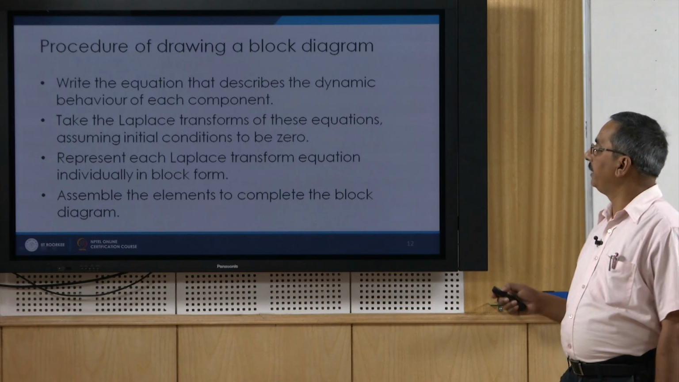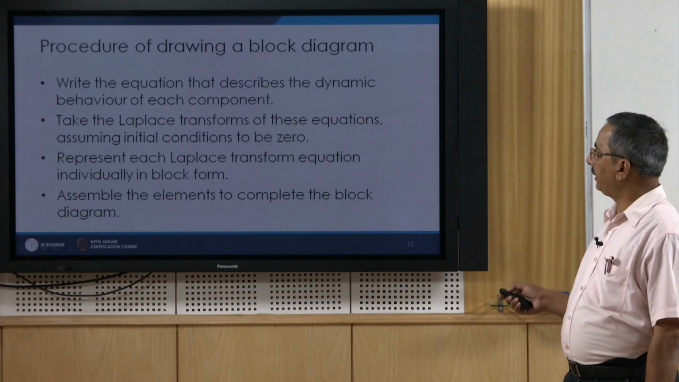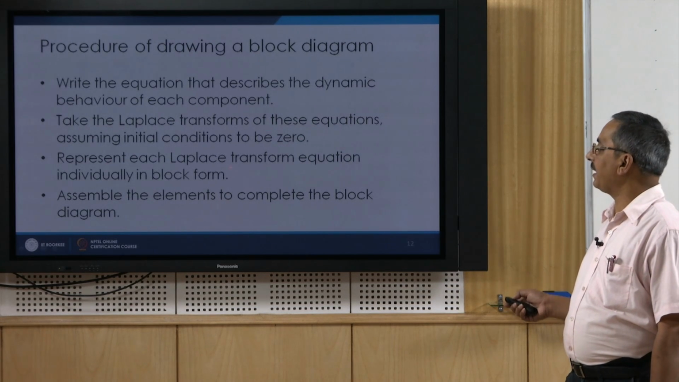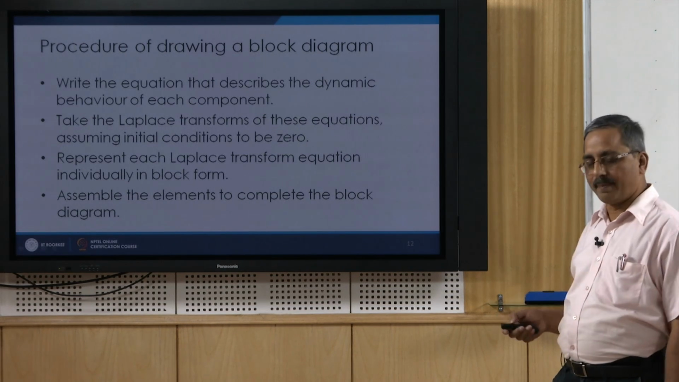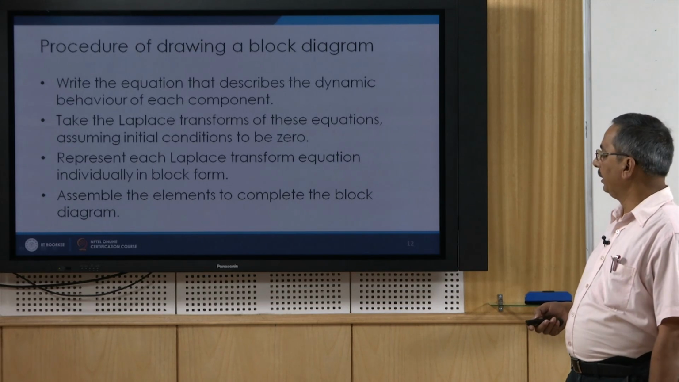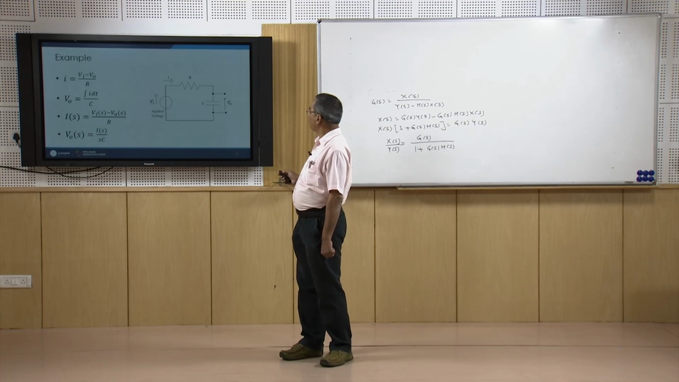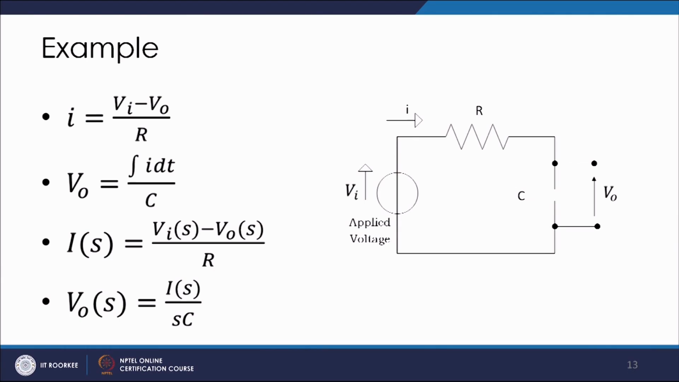So first we write the equation which describes the dynamic behavior of each component, then we take the Laplace transform assuming initial condition 0, then we represent that Laplace transform as an individual block, and then we can assemble all the blocks in order to complete the block diagram for the whole system. Let us take an example. Suppose this is an RC circuit, and to this RC circuit there is an applied voltage Vi, and I am interested in observing the voltage across the capacitor, Vo.